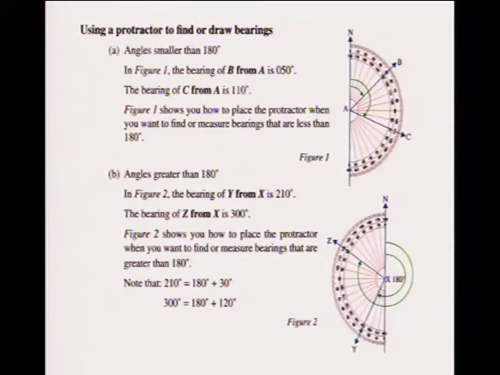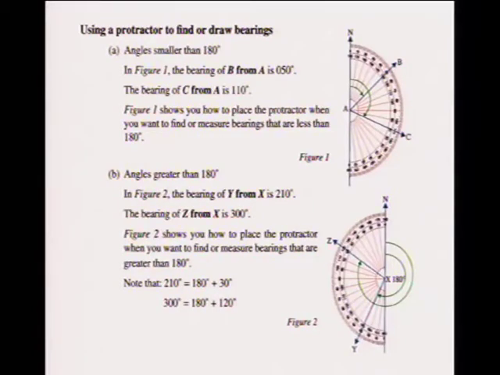Using a protractor to find or draw bearings. Remember that you must bring along your protractor and your pair of compasses to the exams. There are always constructions. I like constructions. And the angles are smaller than 180, then we put down the protractor, as you can see there in the diagram, and we start from the top north, and we measure it exactly. And when you draw your lines, you use your pencil and a ruler.